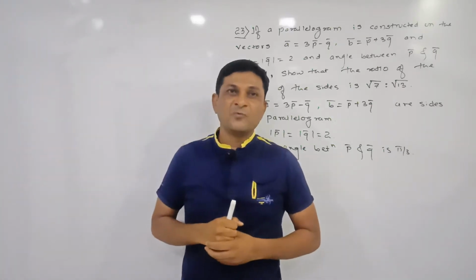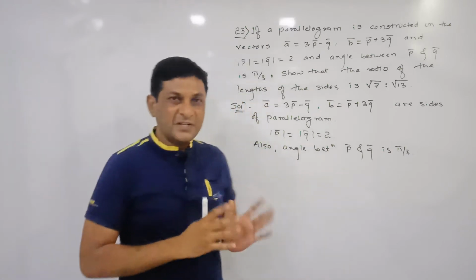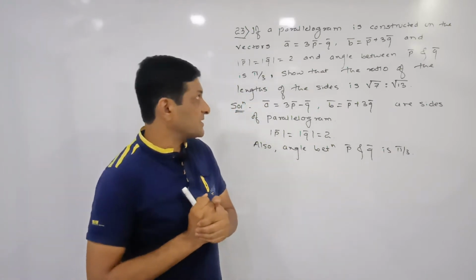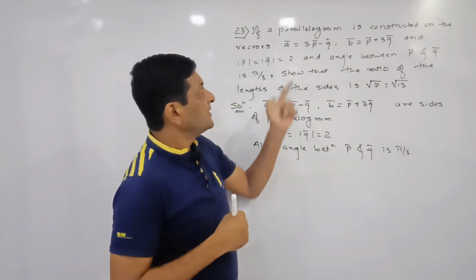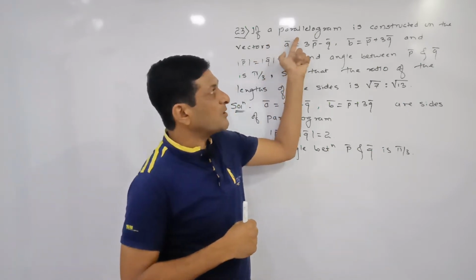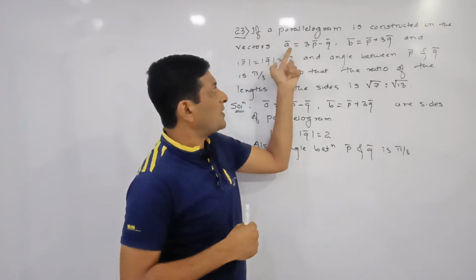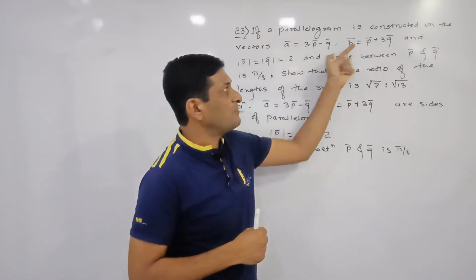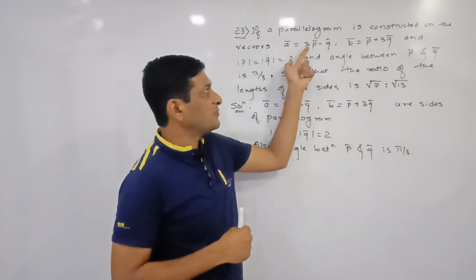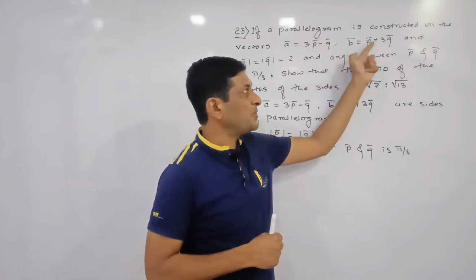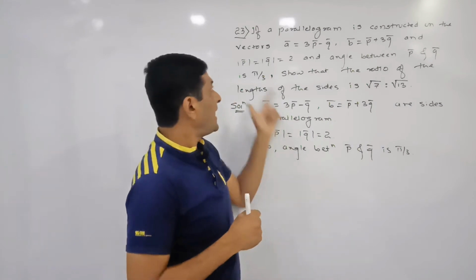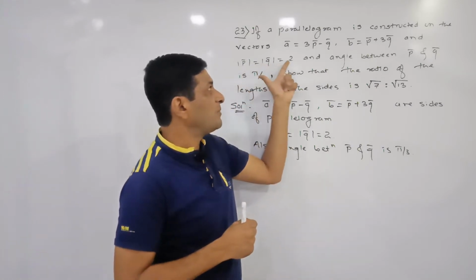Hello friends, now we are starting example number 23 from this miscellaneous exercise. So try to understand this example very carefully. It is given to us that a parallelogram is constructed on these two vectors a bar and b bar, where a bar is equal to 3p bar minus q bar and b bar is equal to p bar plus 3q bar, and the magnitude of p bar and q bar is equal to 2.